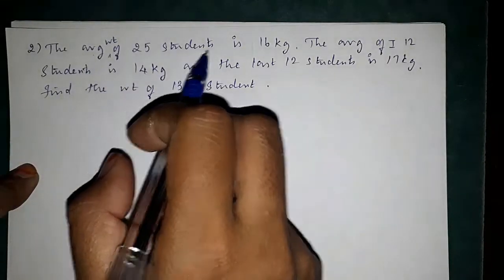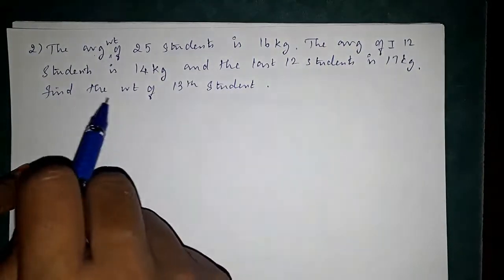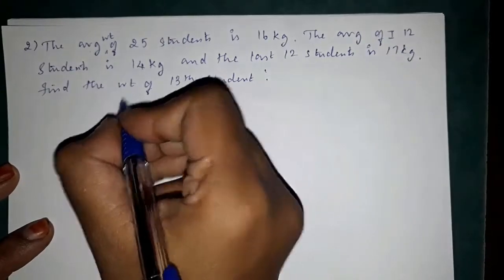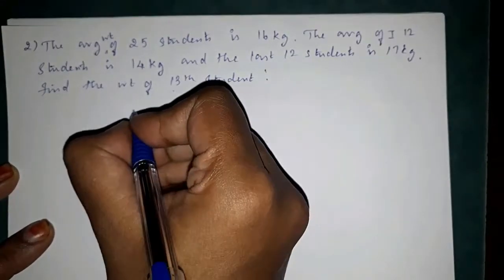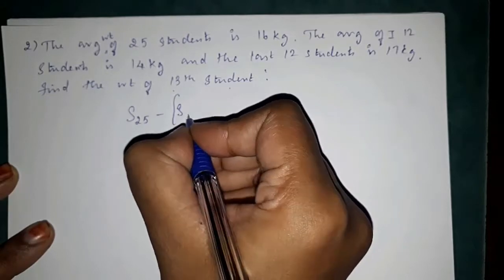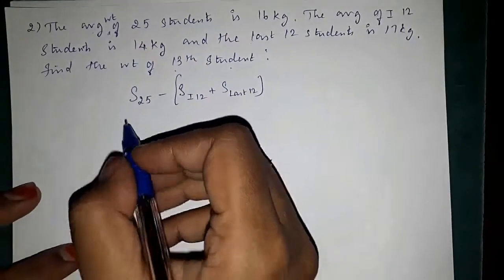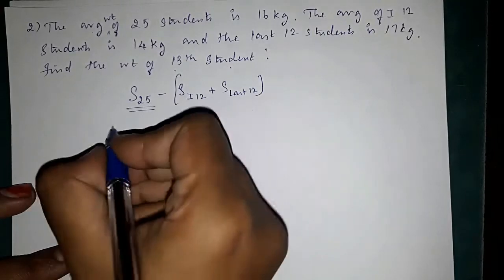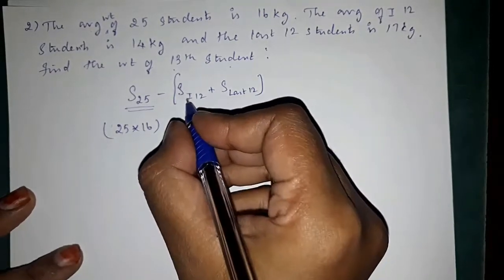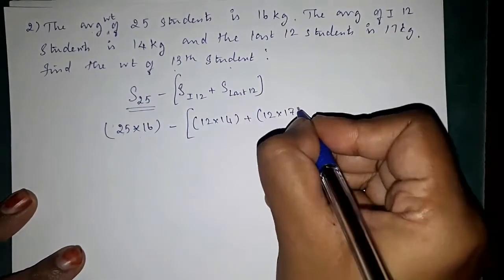The average weight of 25 students is 16 kg. The average of the first 12 students is 14 kg and of the last 12 students is 17 kg. Find the weight of the 13th student. According to the normal method, to find the 13th student we subtract the sum of the first 12 and the last 12 from the sum of the 25 students. The sum of 25 students is 25 into 16, minus the sum of the first 12, 12 into 14, minus the sum of the last 12, 12 into 17.